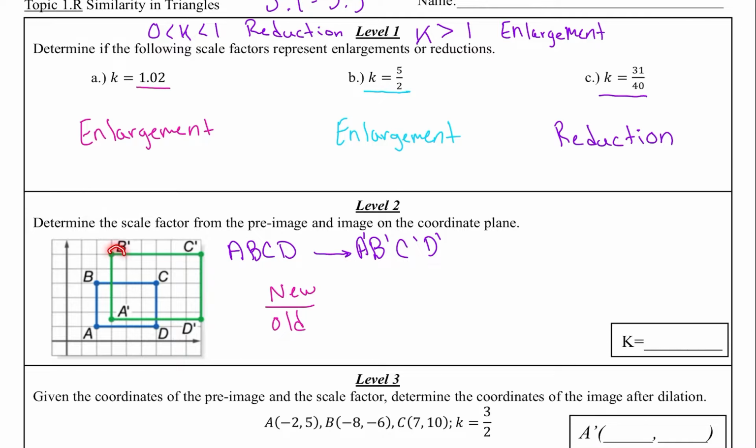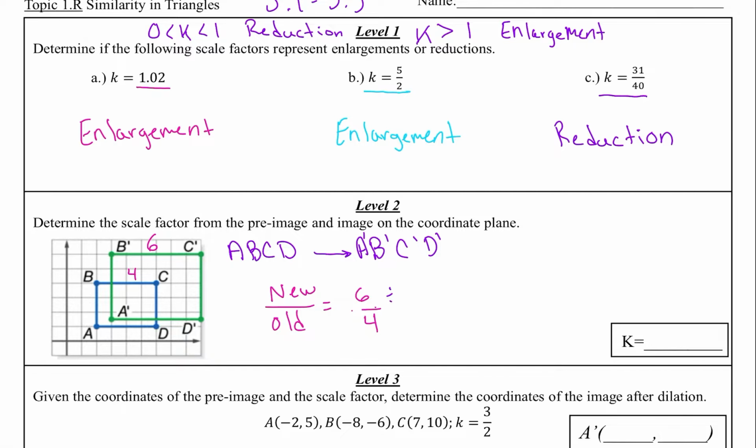And you can see I just kind of counted it there. 1, 2, 3, 4, 5, 6. So I can see that this new shape has a length of 6 across the top, while the old shape, this blue one, has a length of 1, 2, 3, 4 across the top. So if I set up this formula, new divided by old, again, the B prime to the C prime is the new one, so the 6 goes on top, divided by the 4 on the bottom.